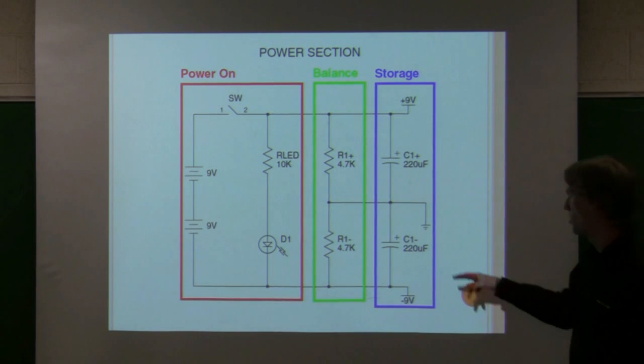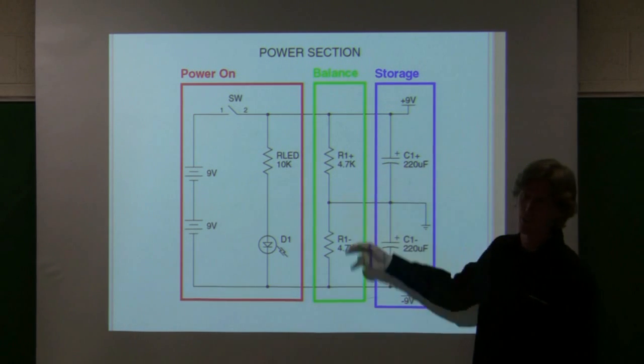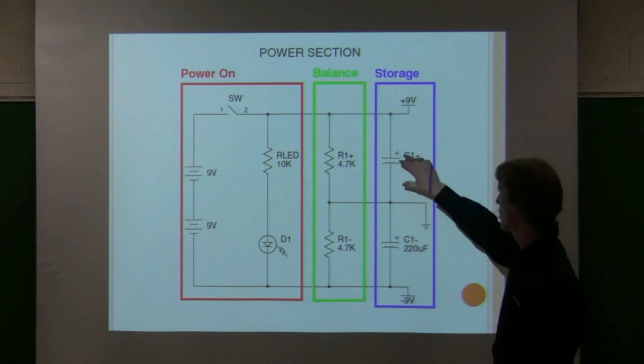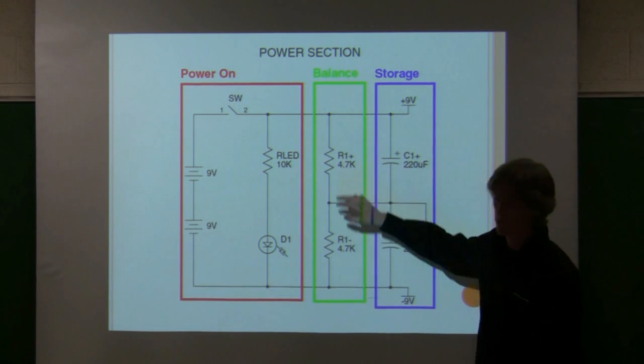So pretty much what you're setting up is a so-called virtual ground here. Your entire ground is up at 9 volts, and then your positive supply is 18, so it's 9 above that, and then your negative supply is 0, so it's 9 below that. And the final circuit here is basically just a capacitor across each resistor.